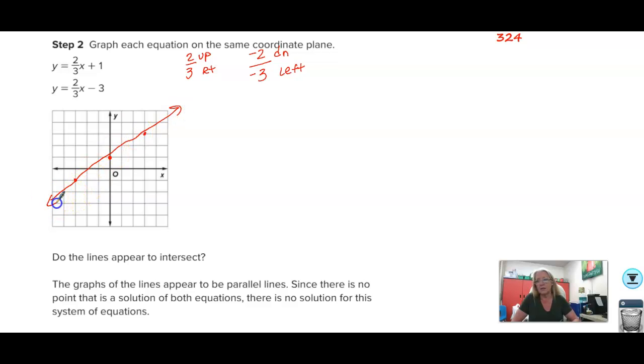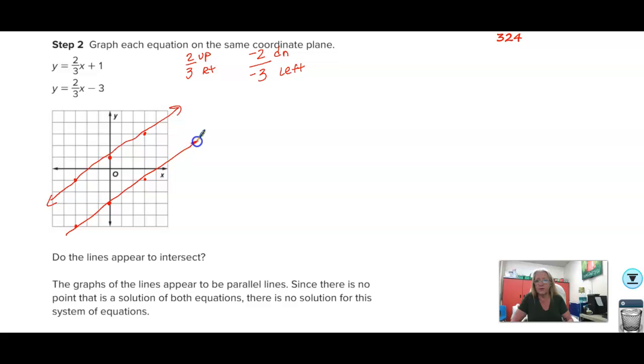Not my straightest, but not my worst ever. This one has a y-intercept of -3, so this would be -1, -2, -3. It also has a slope of 2/3, so we can go up 2, right 3. We do that again. No, we can't. Down 2, left 3. There we go. And now we graph this one.